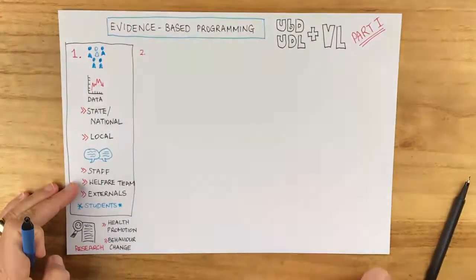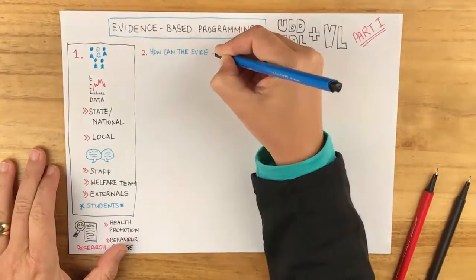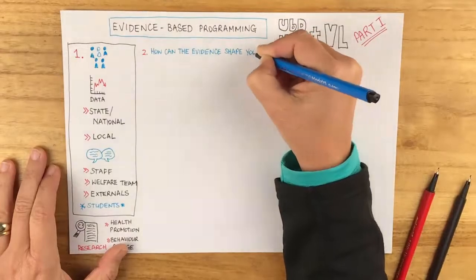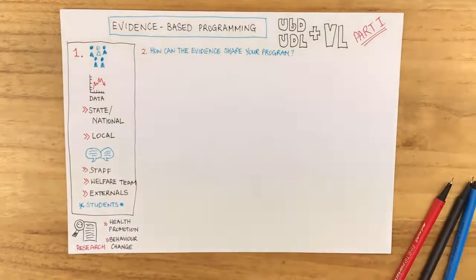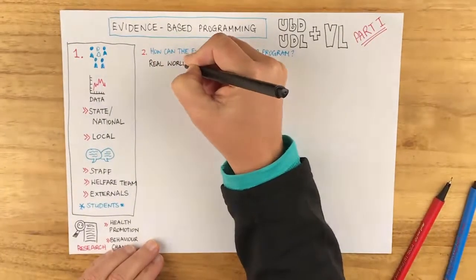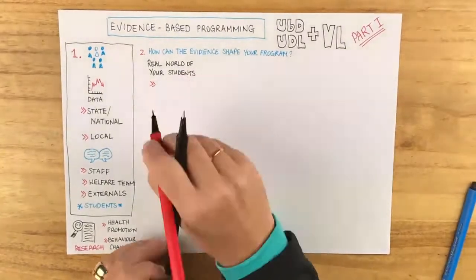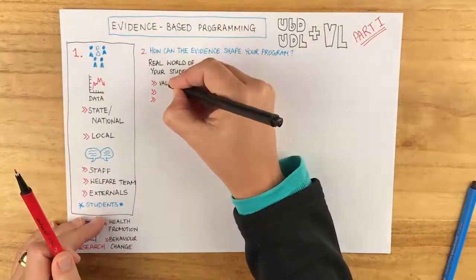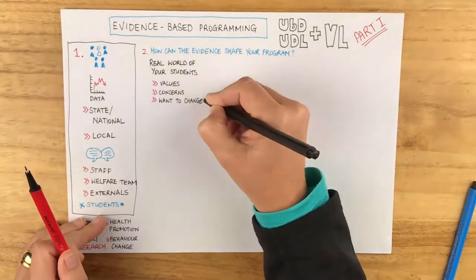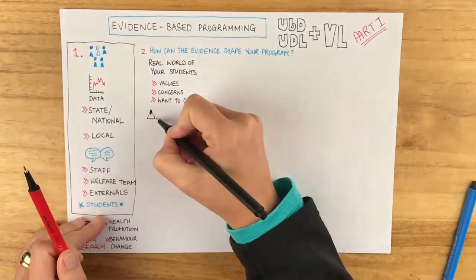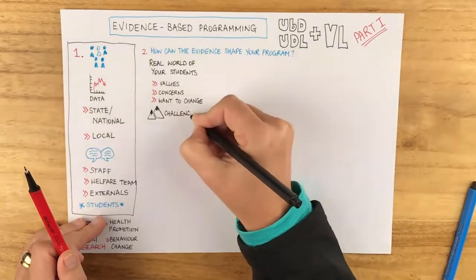So once you've collected and collated all of the information in this particular data collection step, the next step's looking at how the evidence can actually shape your programming decisions. So from the information, you should now be able to reflect on what's the real world for your students. So this is where you start to identify what are the things that students value, what do they want to change, what are some of their concerns, and then what are the key challenges that they may face in relation to their health, safety and physical activity participation.